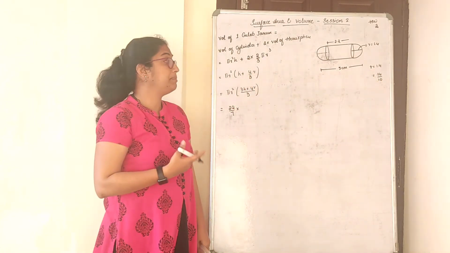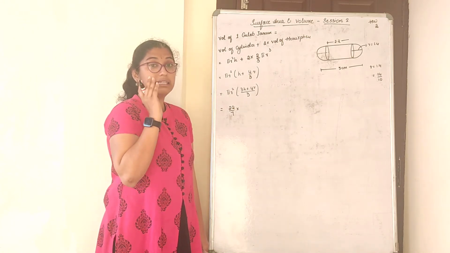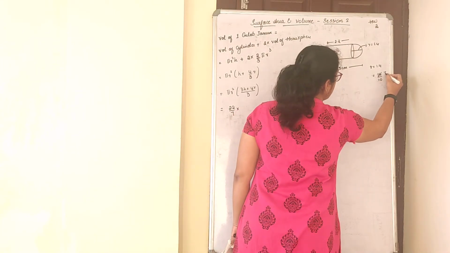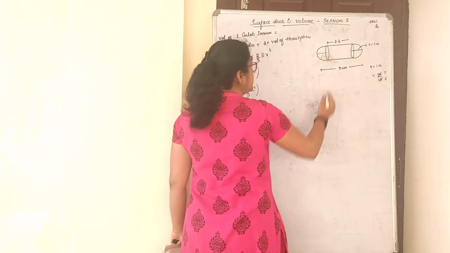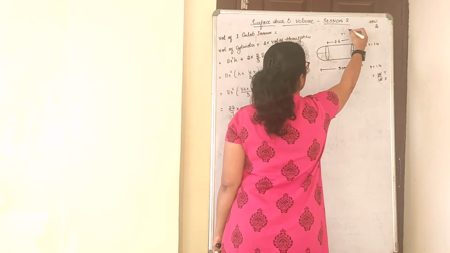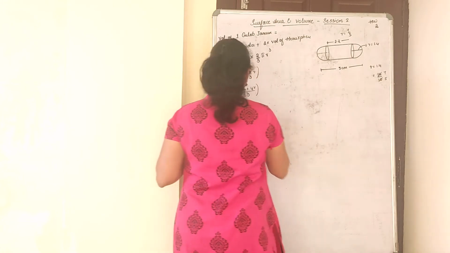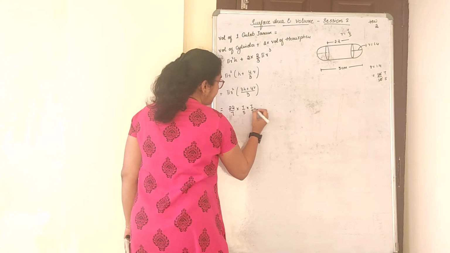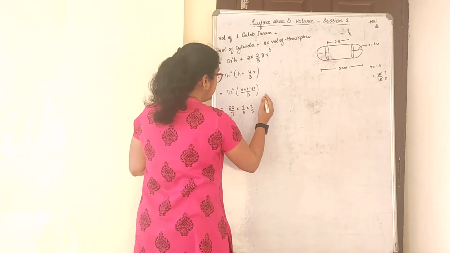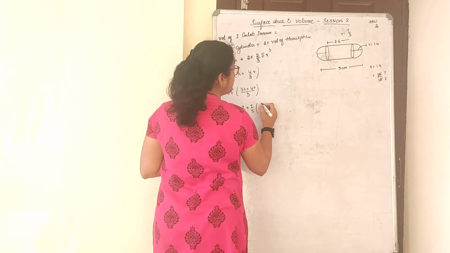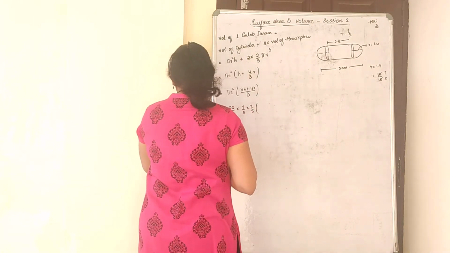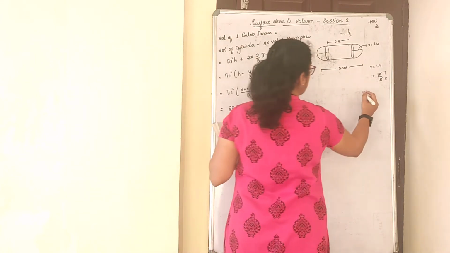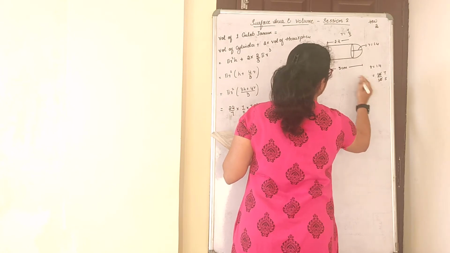As I told you from the previous exercise, I keep telling you to take r as a fraction, easy for calculation. Decimal I converted. So 2 sevens are 14, 2 fives are 10. Can I consider r as 7 by 5, right? So r square is 7 by 5 into 7 by 5. That is how I took r in terms of fraction. 3h. h is how much? 2.2.